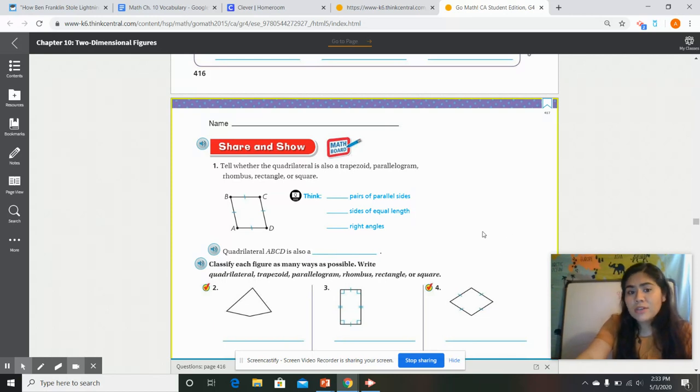Make sure you write down any questions or circle any problems you don't know, and we can review them during our Seesaw meeting.